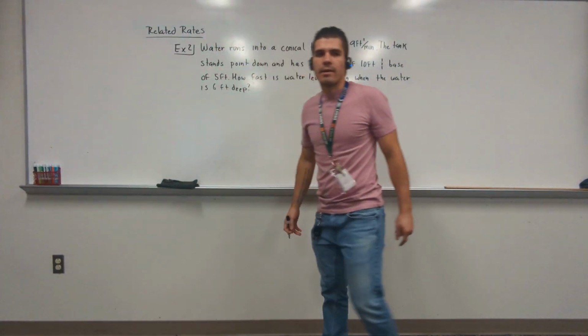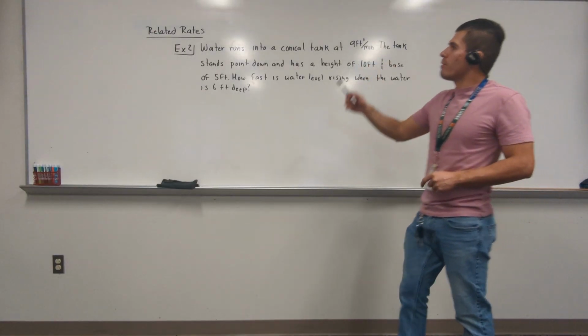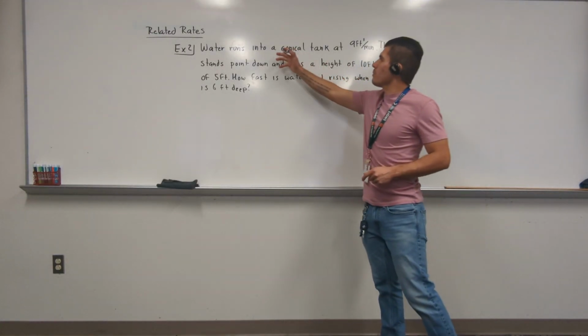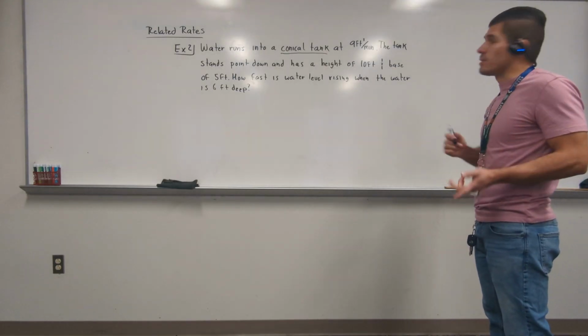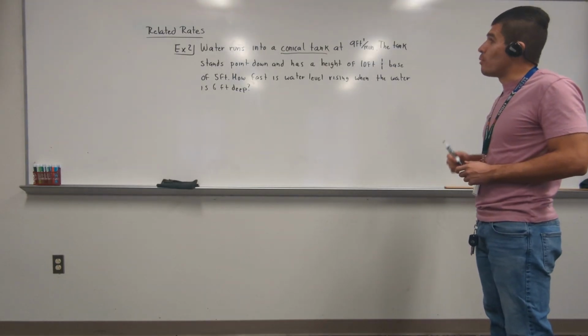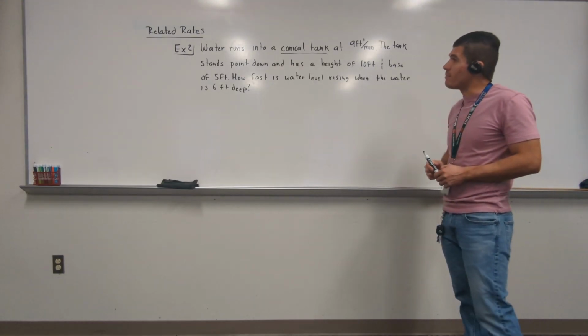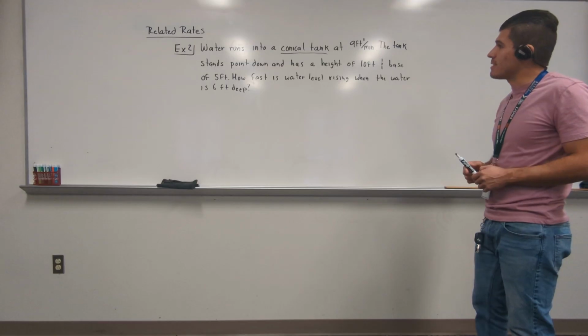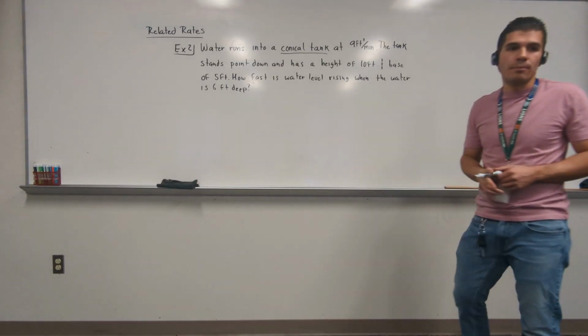All right, and I'm back. So here's our example number 2. We have water that is running into a conical tank, so that's going to be important, a conical tank, at a rate of 9 cubic feet per minute. The tank stands point down and has a height of 10 feet with a base of 5 feet. How fast is the water level rising when the water is 6 feet deep?